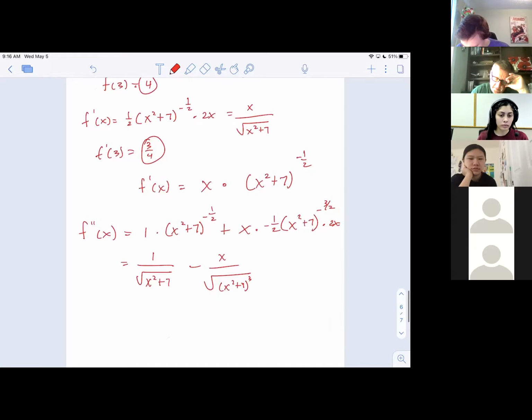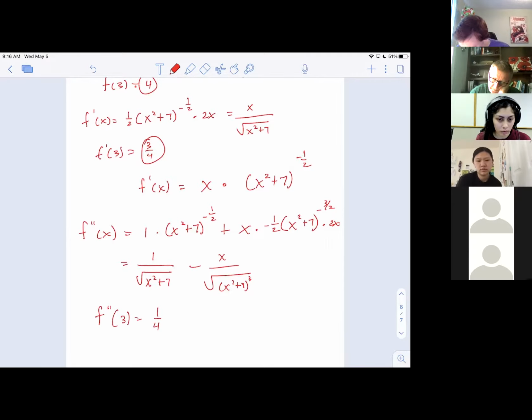So maybe now in my head, I can actually figure out what is at 3, where I'm trying to get these two graphs to look identical around x is 3. Let's see, what would I have? 1/4, since we already know what the square root of x squared plus 7 is.